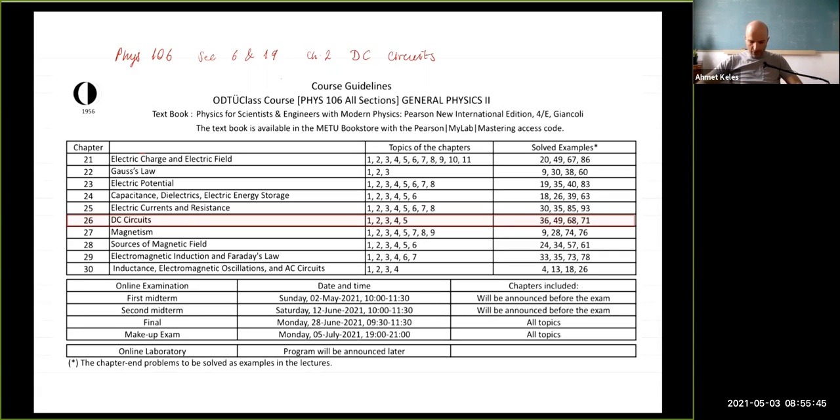This week I'll start talking about this new chapter 26 and DC circuits. So the reading assignments are this. I think there could be some new concepts, but you should sit down and read. You don't have to read everything in the chapter, just 5 sections, and these are the problems hopefully we can solve.